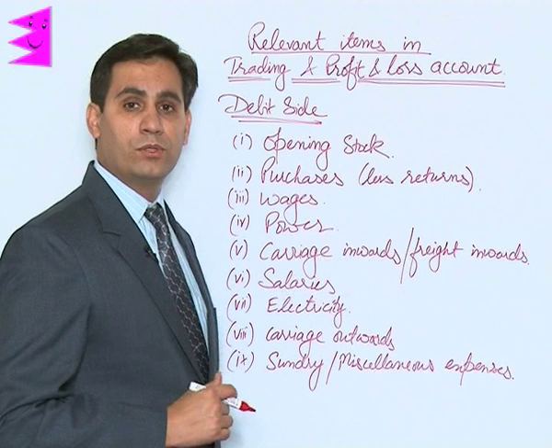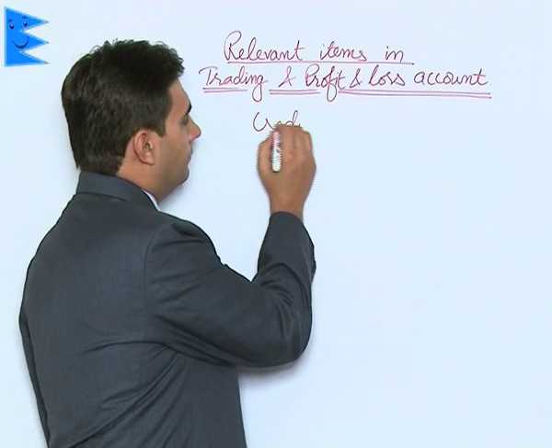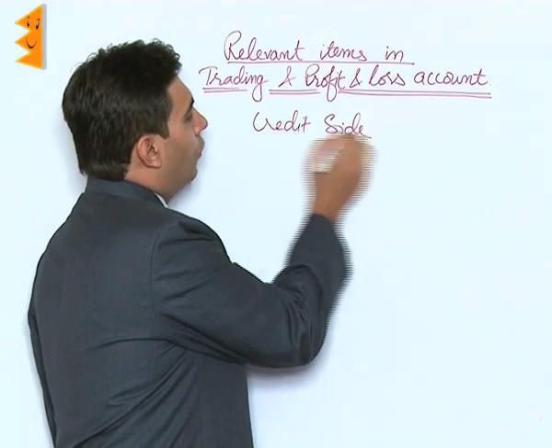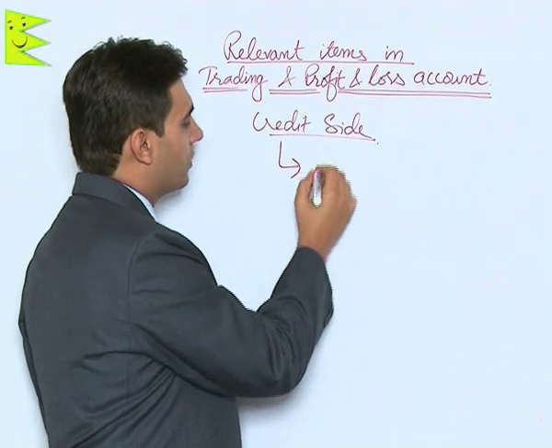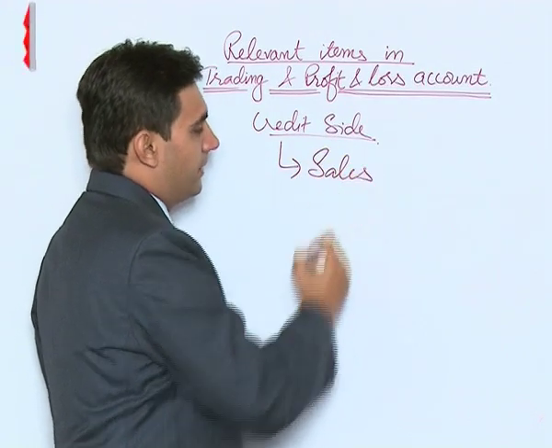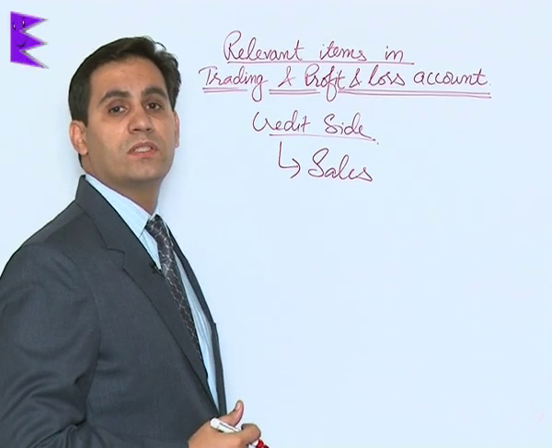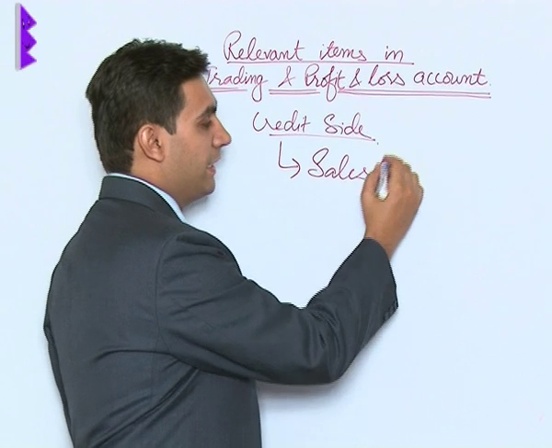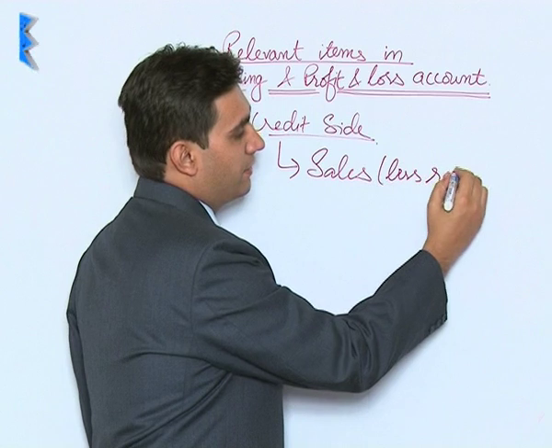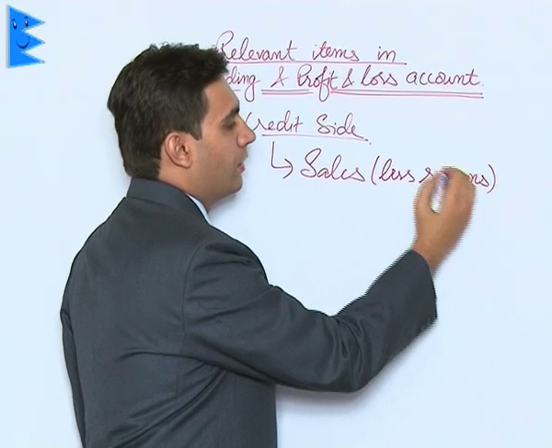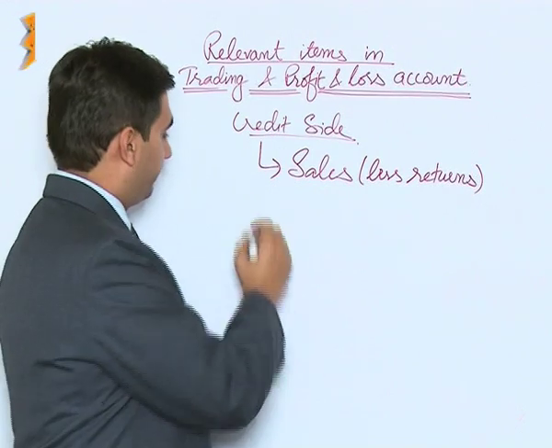Now students, coming to the credit side. On the credit side, all the revenues are recorded. Now students, by revenues, the first source of revenue is sales. Sales means incomes or revenues generated on account of sale of goods. In case any returns are there, this should be deducted. So less returns. Remember students, sales are always put on the credit side.